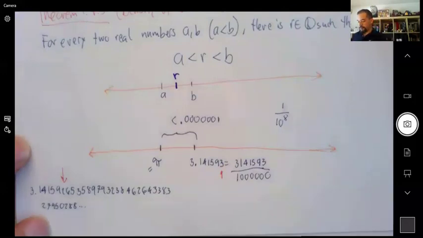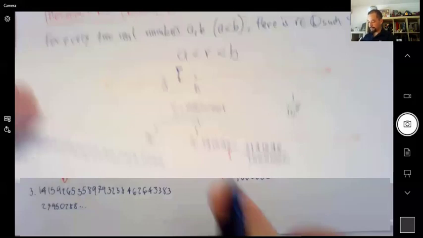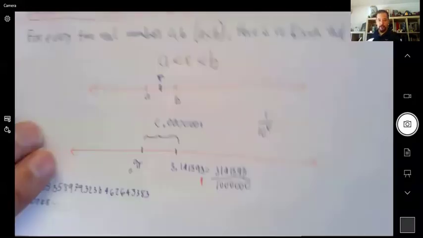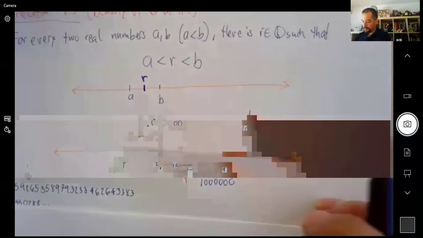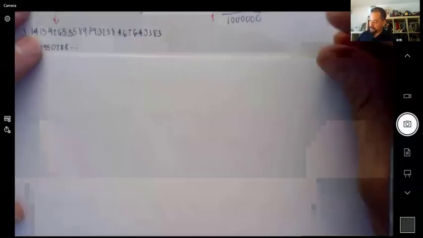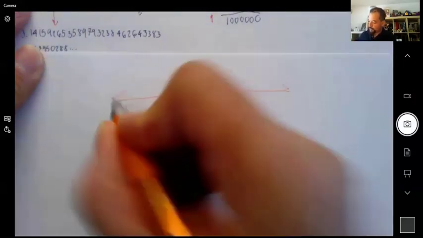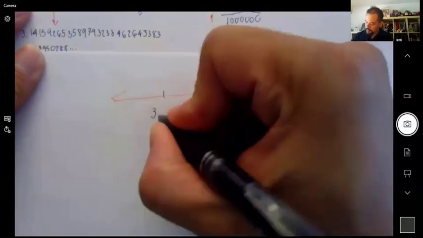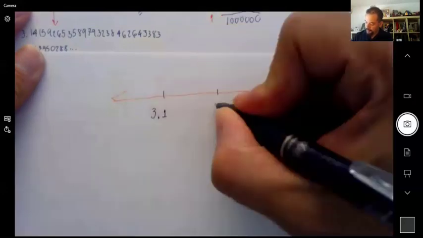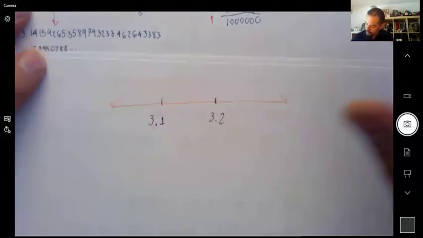Maybe I picked two numbers that are, so let's make my example a bit more manageable because I picked some crazy numbers here. Let's go back to some easier numbers. Like say you wanted to do it from 3.1 to 3.2, right? I simplified my example, right? How far apart are these two?